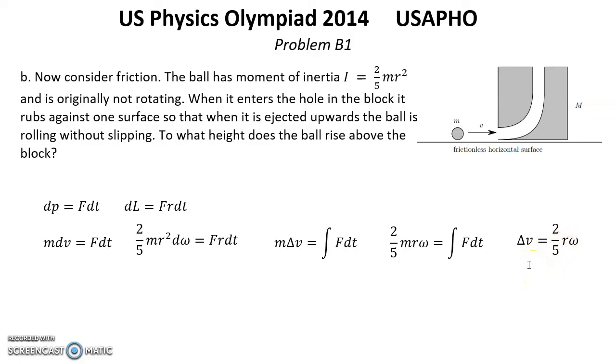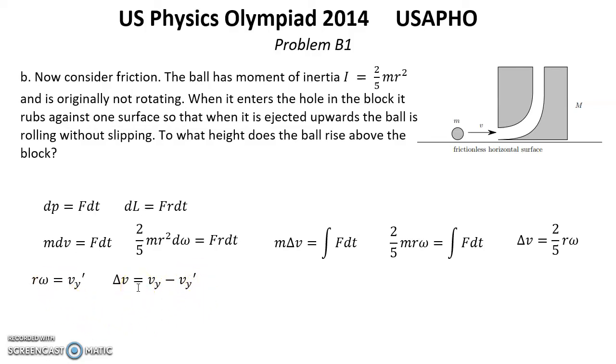Now let's check what these variables mean. Because finally this ball is rolling without slipping, we can write that r omega equals a new vertical velocity, which we call Vy prime, and delta V, that's the change of velocity due to friction, which is Vy without friction minus Vy with the friction.